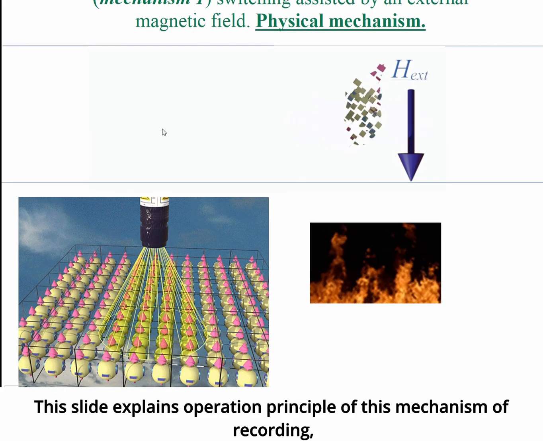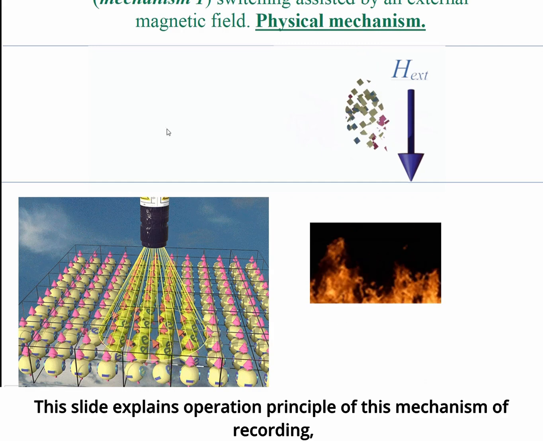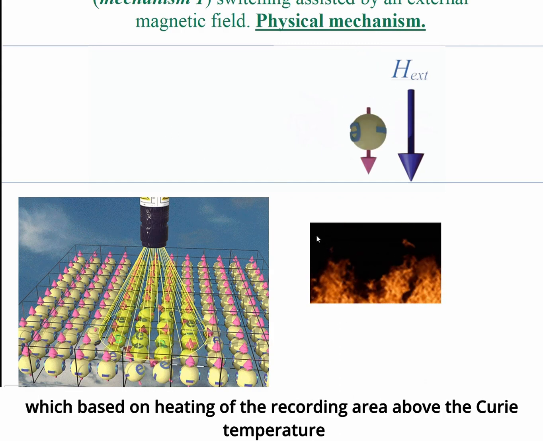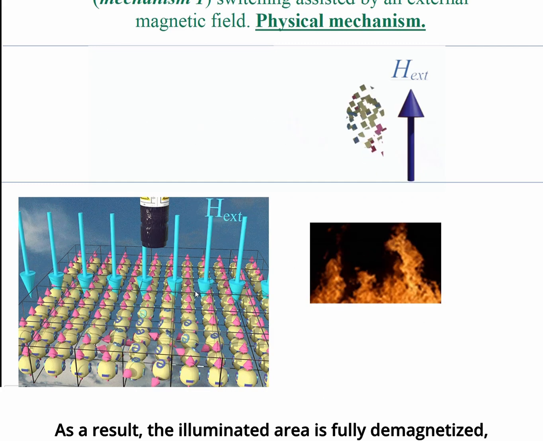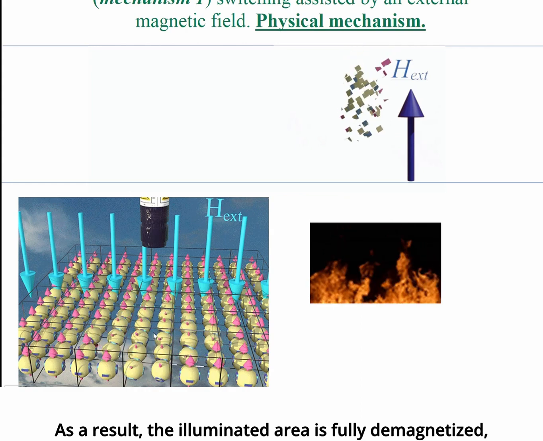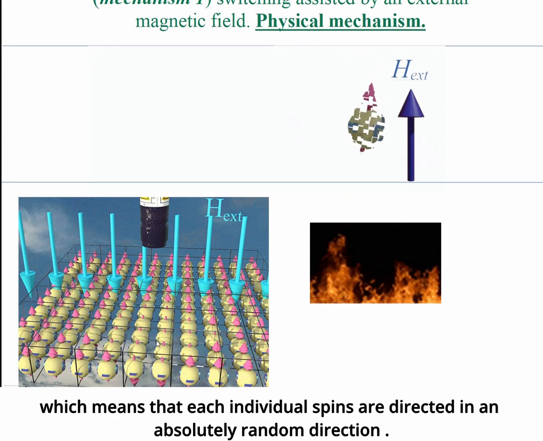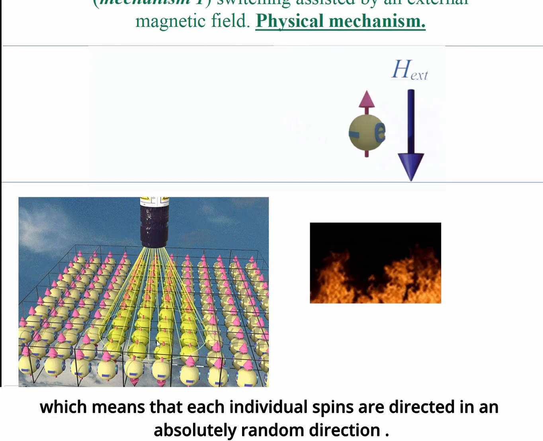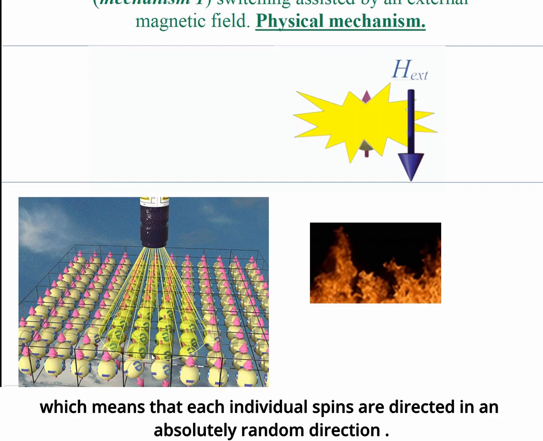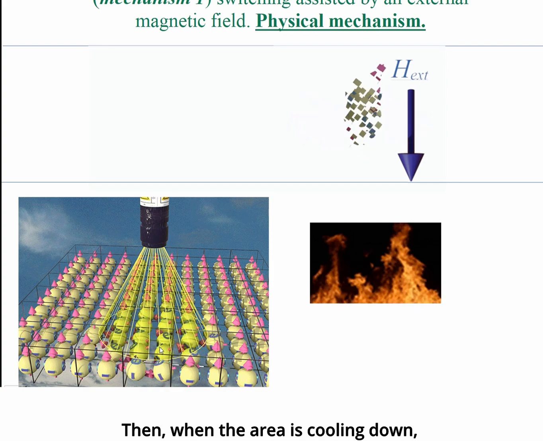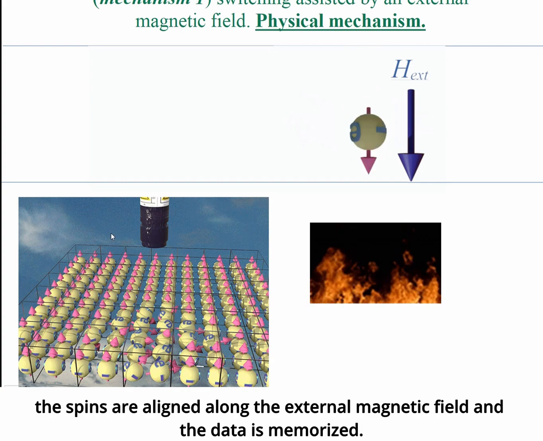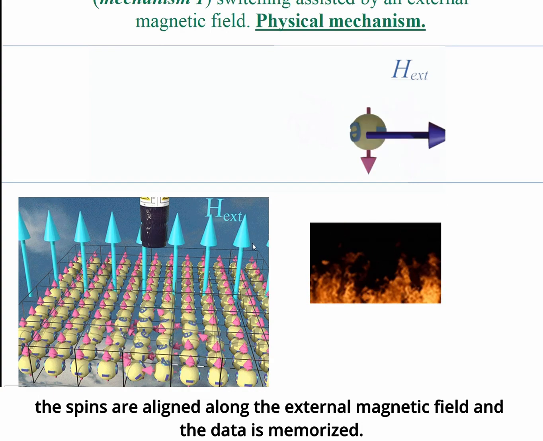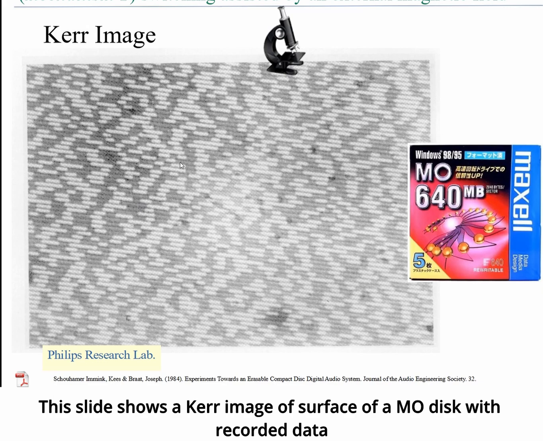This slide explains operation principle of this mechanism of recording, which is based on heating of a recording area above the Curie temperature. As a result, the illuminated area is fully demagnetized, which means that each individual spin is directed in absolutely random direction. Then, when the area is cooling down, the spins are aligned along the external magnetic field, and the data is memorized.